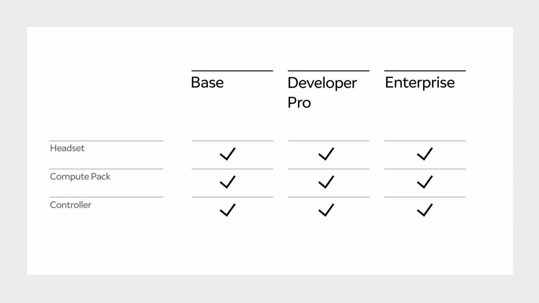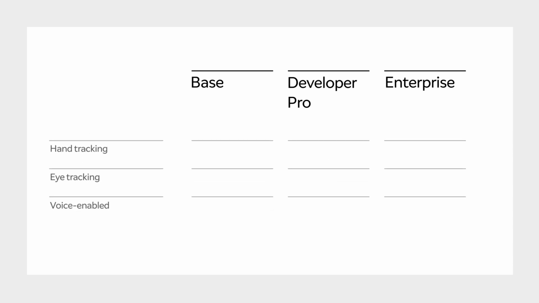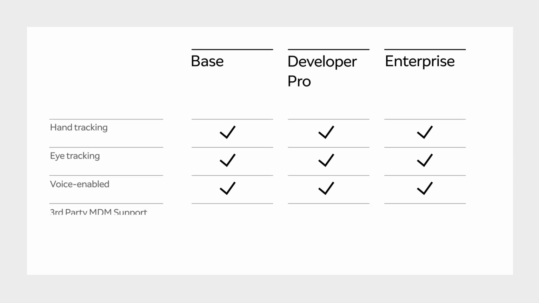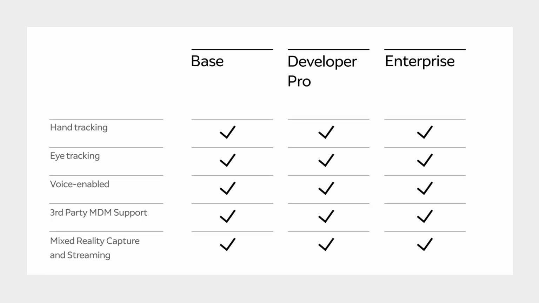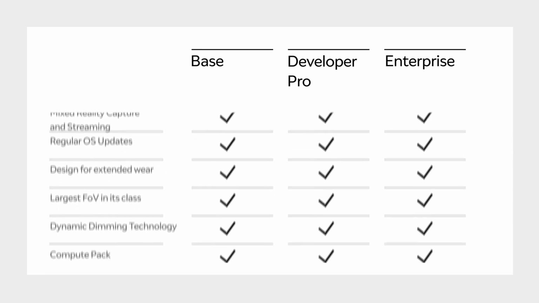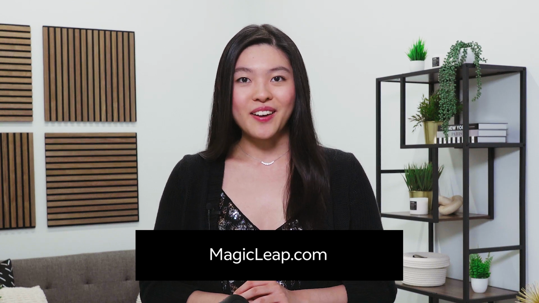You'll have to activate them on device after the initial device setup, and we'll show you how later in the video. All 3 editions have multimodal input support, so hand tracking, eye tracking, and voice commands. They also have third-party MDM support, mixed reality capture and streaming, and some other functionality. For the full list breakdown, check out our website.